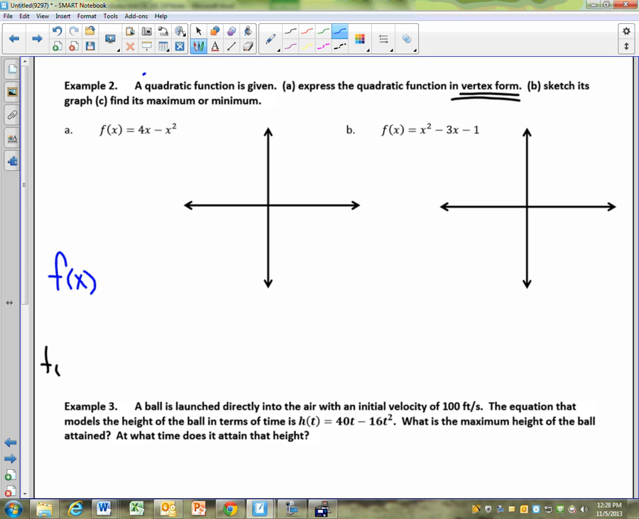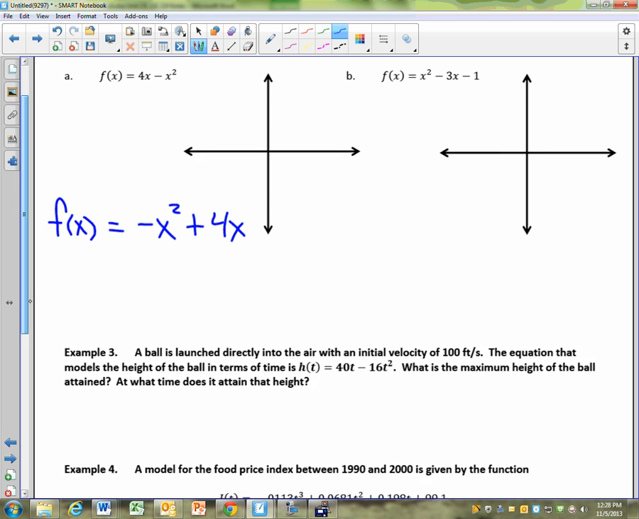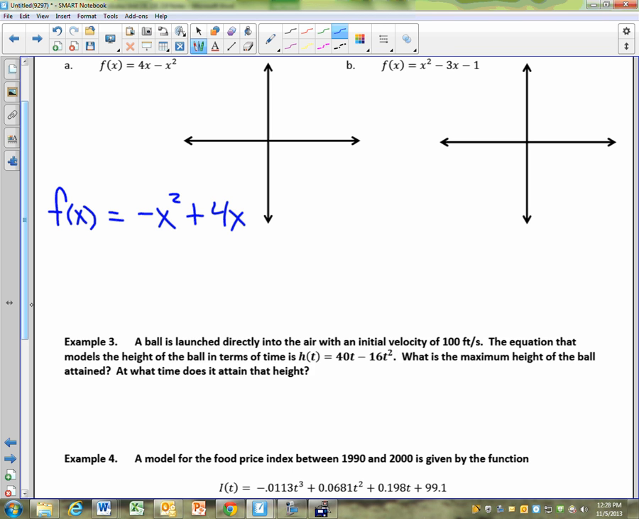I'm going to take this one. I'm going to rewrite it as negative x squared plus 4x. Are you okay with that? First step, all right? Bring yourself back to the days where you're completing the square. What would you do at this point? You'd get rid of the negative. So let's do that. But instead of dividing both sides by a -1, let's simply factor the negative out.